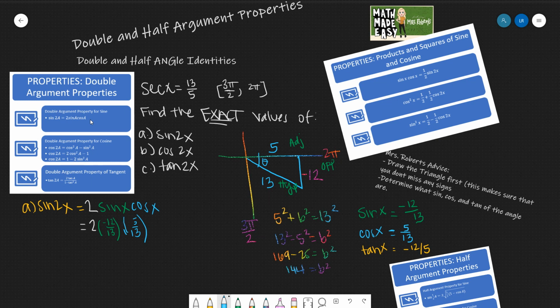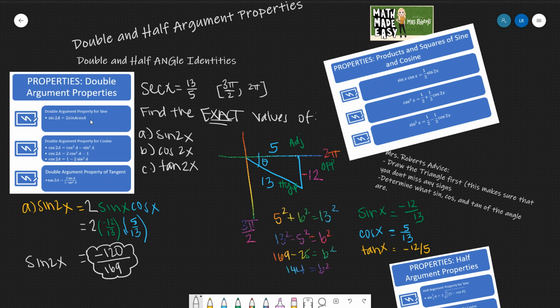That's just numbers. We know how to multiply because we're really, really smart. So all of these are in our numerator, so we'll multiply straight across. 2 times negative 12 times 5 is going to be negative 120. 13 times 13 is 169. There we go. Sine of our double angle is negative 120 over 169.